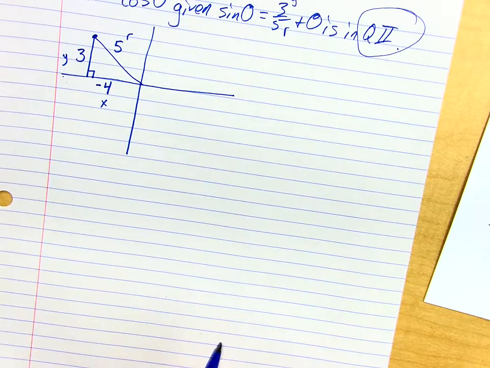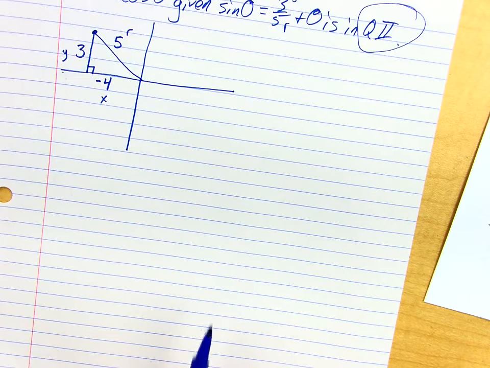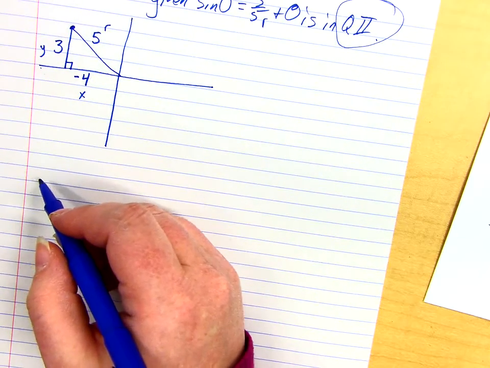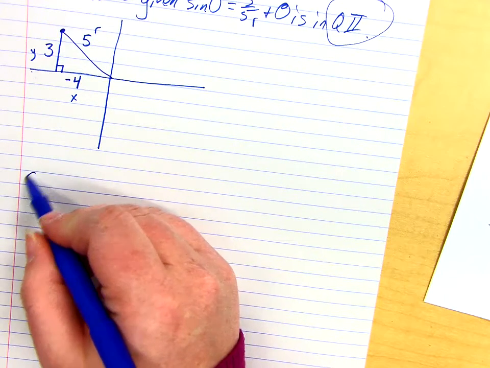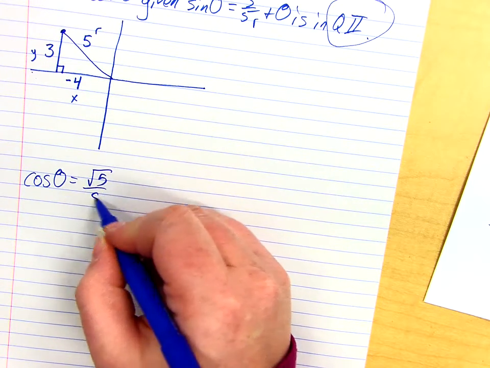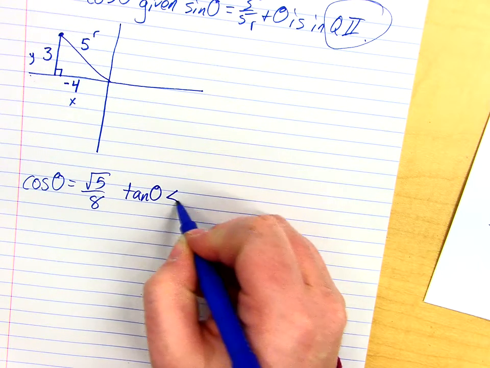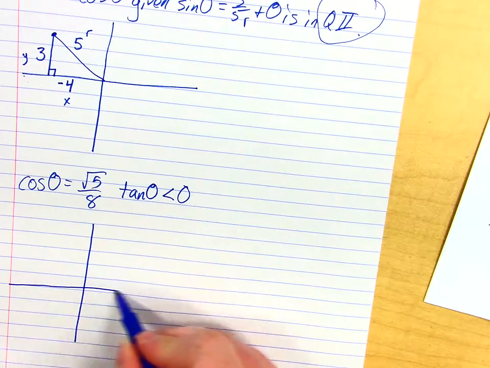So let's do this one here. Same thing, for this one I have to find all of the other ratios. But they give me cosine of theta is the square root of 5 over 8. And tangent is negative. So what I need to do is figure out what quadrant I'm in.